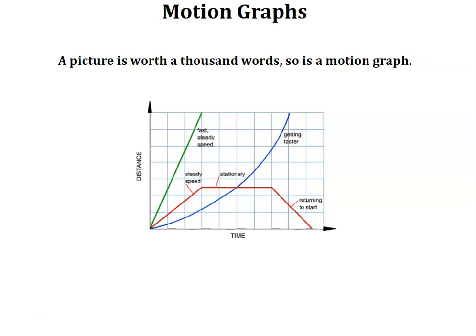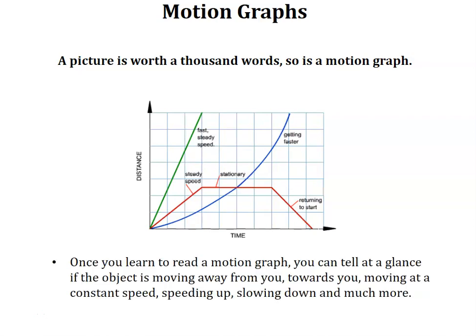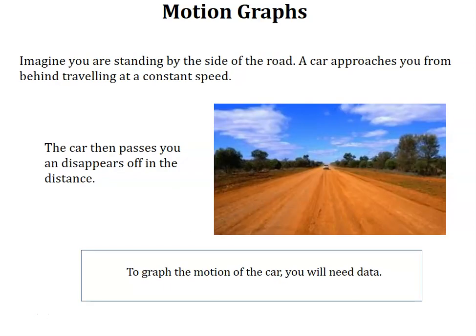This video is a continuation of Kinematics Part 1, specifically focusing on the motion graphs. So they say a picture is worth 1,000 words. Well, so is a motion graph. Once you learn how to read a motion graph, you can tell at a glance if an object is moving away from you, towards you, moving at a constant speed, speeding up, slowing down, and much, much more.